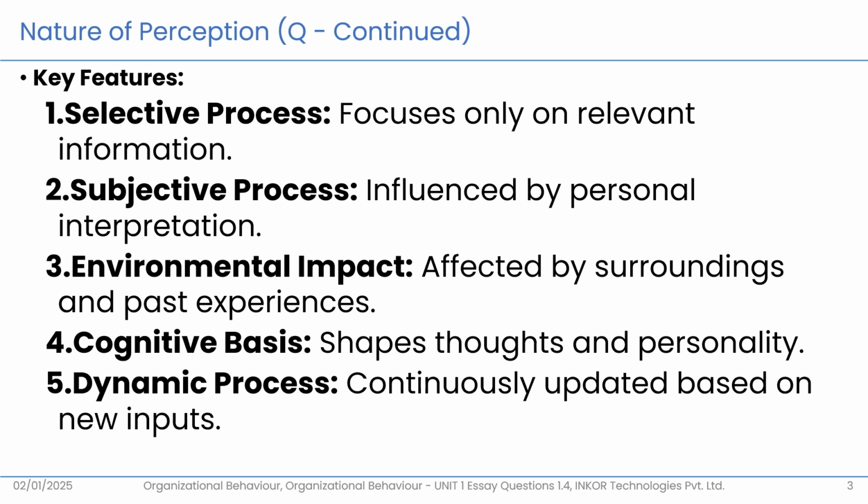Perception is a selective and subjective process. It depends on personal interpretation and environmental influences. For instance, people perceive events differently based on what aspects they focus on. It is dynamic, changing based on new experiences and inputs, shaping personality and behavior over time.